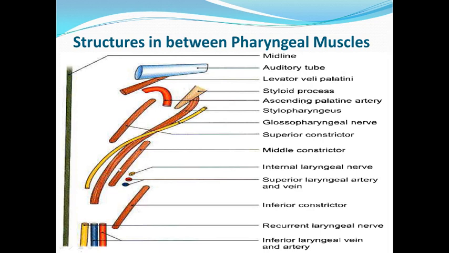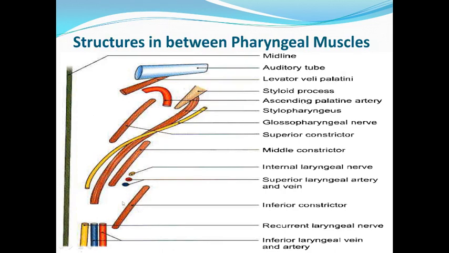Now talking about the gap between the middle constrictor and the inferior constrictor. In between them, the internal laryngeal nerve and the superior laryngeal vessels, the superior laryngeal artery and vein, reside. So in between the middle and the inferior constrictor, we have three structures: two vessels, the superior laryngeal artery and the superior laryngeal vein, and one nerve, the internal laryngeal nerve.